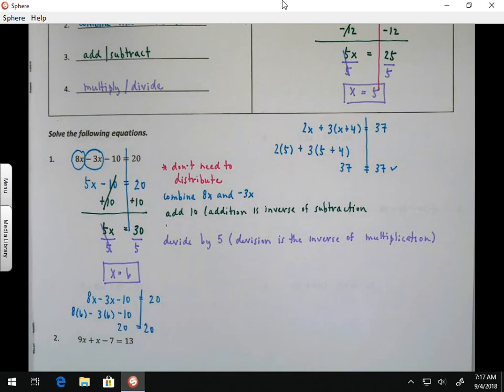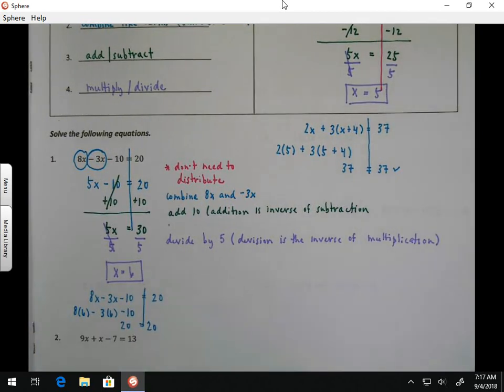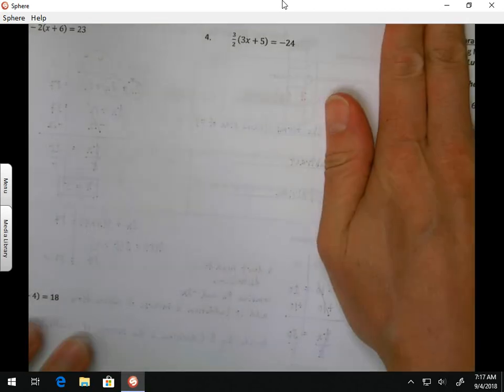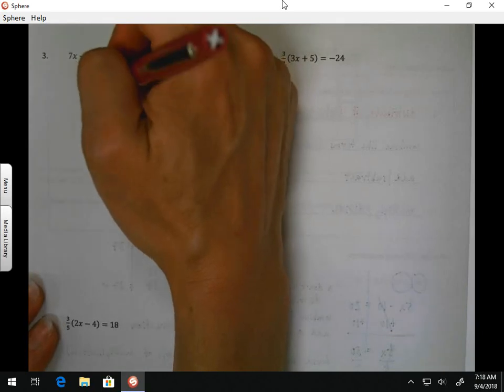Okay, we'll skip number 2 for now because it's very similar to the one that we just did. Let's look at, we'll do numbers 3 and 4. So let's start with number 3. Now the reason I want to start here is because I see a lot going on here, so I want to make sure we're keeping up with all our steps.